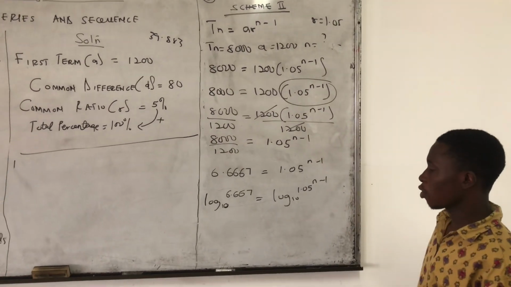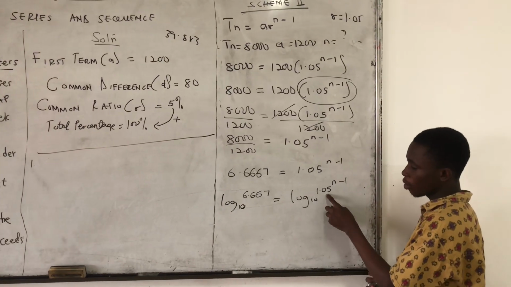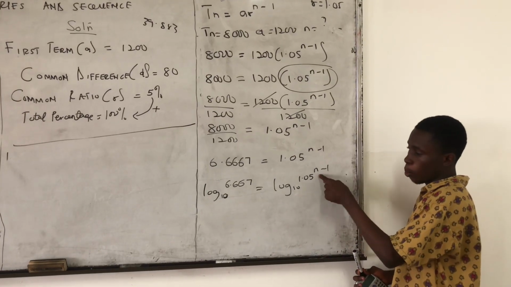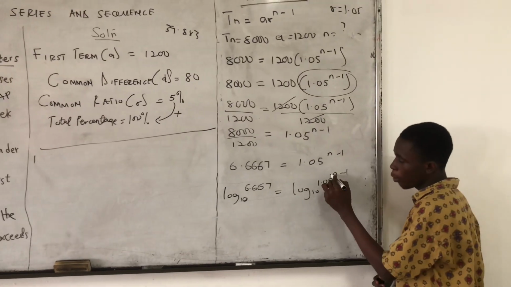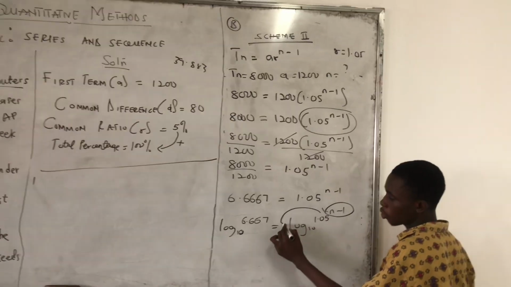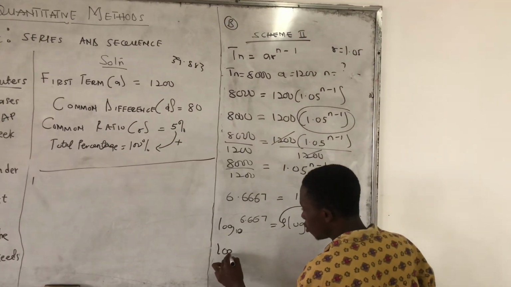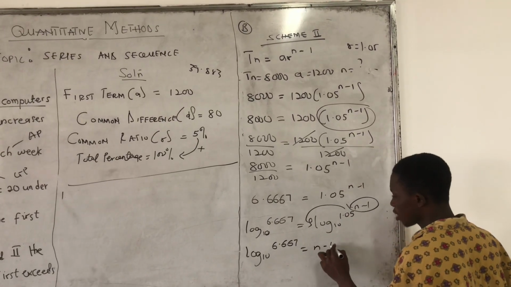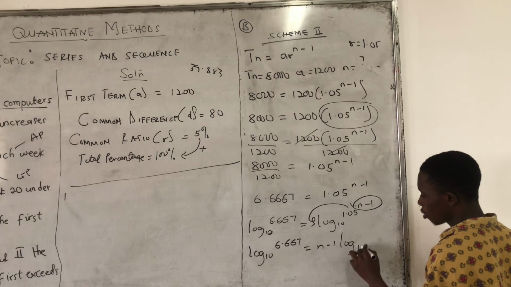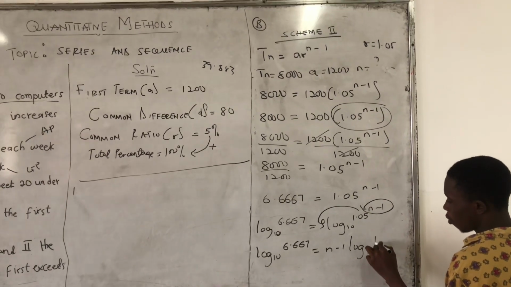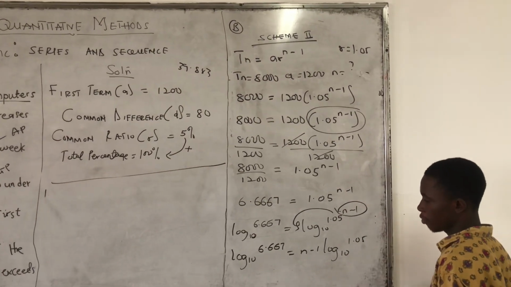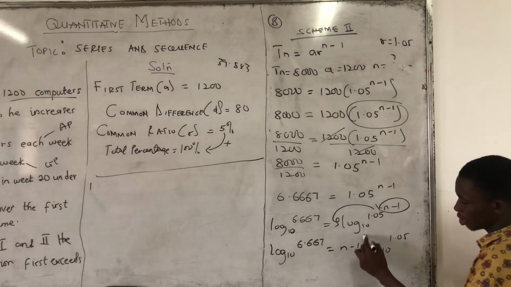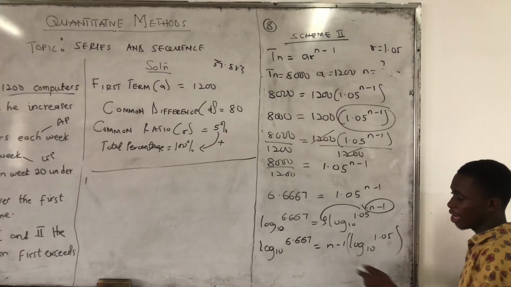Now the understanding of log is this is log 1.05 to the base 10. But we have another exponent on top of the 1.05. So what we do is we bring this n minus 1 in front of the log. So we now have log 10 of 6.667 is equal to n minus 1 times log 10 of 1.05. Okay. Now, what are we finding? The n.